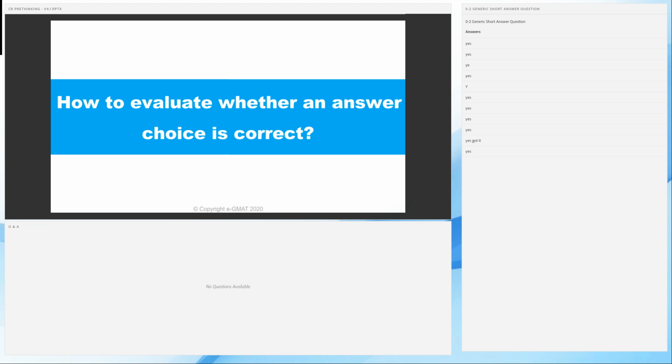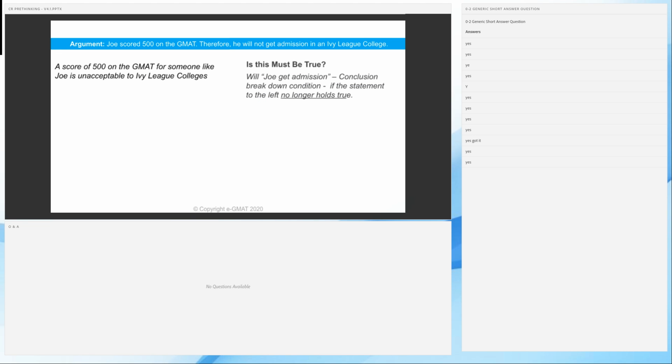Now, in an actual argument, you have multiple answer choices. How do you figure out whether an answer choice is correct? This is the answer choice that we said is the correct answer. Let's see, is that a must be true? Does it satisfy a must be true condition? In other words, when we ask whether it will satisfy a must be true condition, the question we are asking is: will Joe get admission, which is the conclusion breakdown criteria, if this particular statement is no longer true?